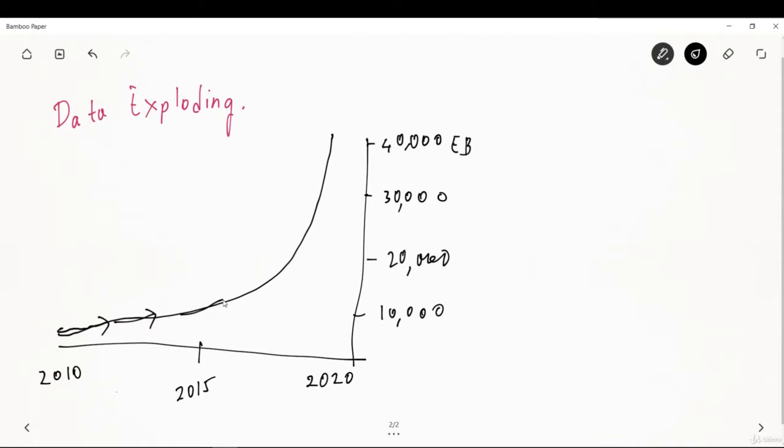There are various reasons for the data to increase by such a high extent. We'll be seeing what the different reasons are that the data is increasing so fast. In 2010 it was somewhere over here, but in 2020 it is touching 40,000 exabytes. So let us try to understand what the reasons are that are causing my data to increase at such a high rate.